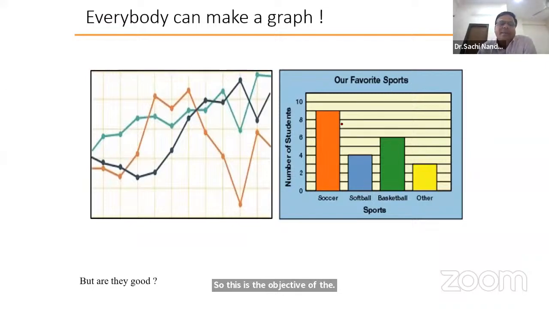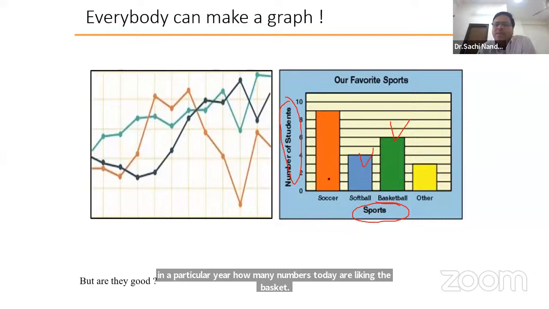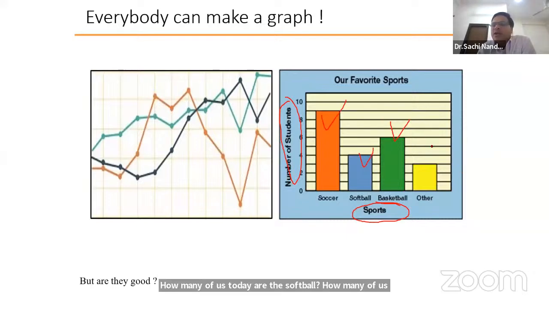Now, another data visualization example. Suppose I tell you how to identify, everybody can make a graph, but which graph is more important, right? Suppose the number of students in your university and the number of sports are available, right? In a particular year, how many students like basketball? How many students like softball? How many students like scooter? How many students like cricket? Like that, you visualize.